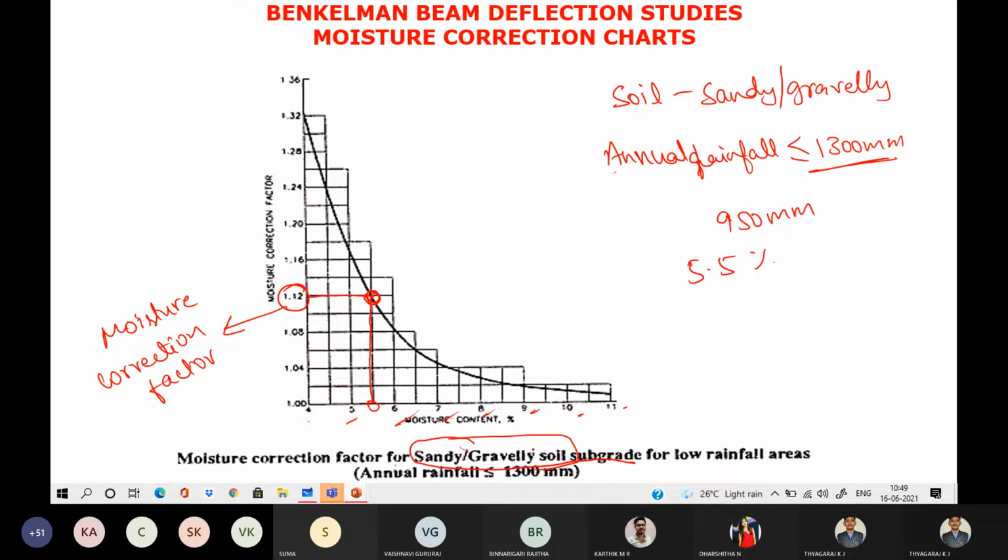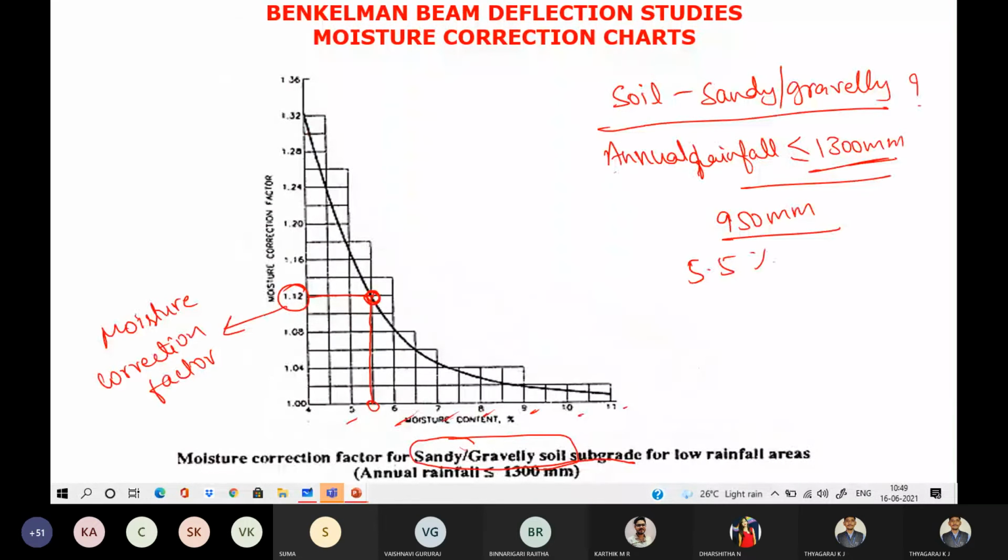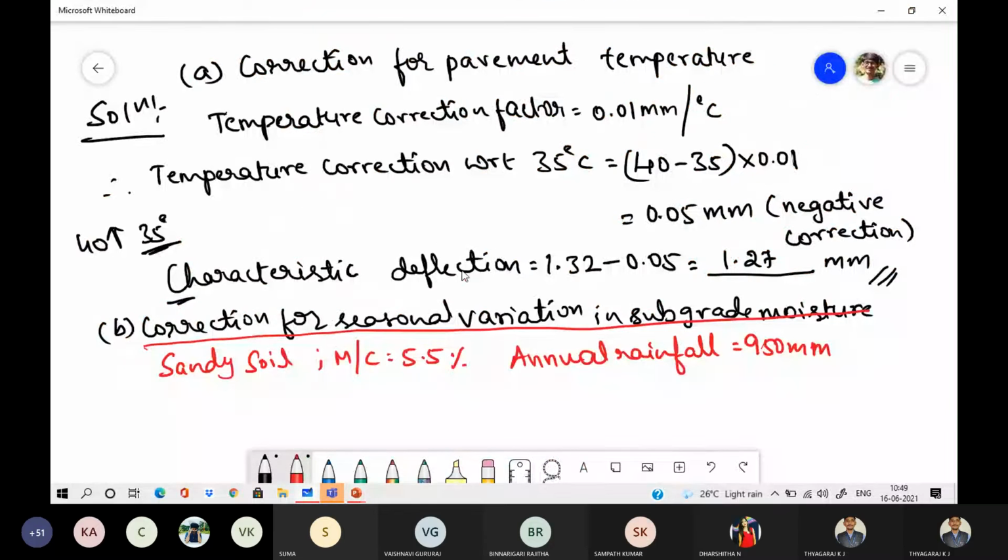First you have to check what type of soil, then check the rainfall, and go through that graph. There are so many graphs, so using these graphs you have to obtain the moisture correction. Is it clear? Understood? Okay. Now we will go to the whiteboard.